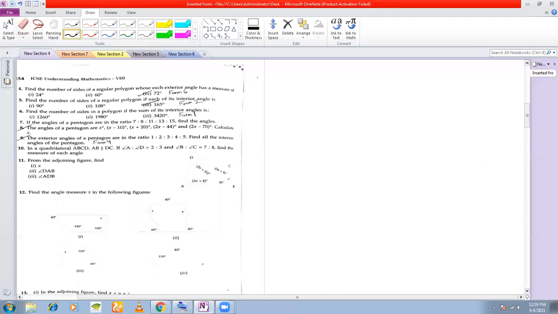Okay, next question is number 9. The exterior angles of a pentagon are in the ratio 1 is to 2 is to 3 is to 4 is to 5. Exterior angles, remember, not the interior angles. What do you mean by exterior angle of a pentagon?